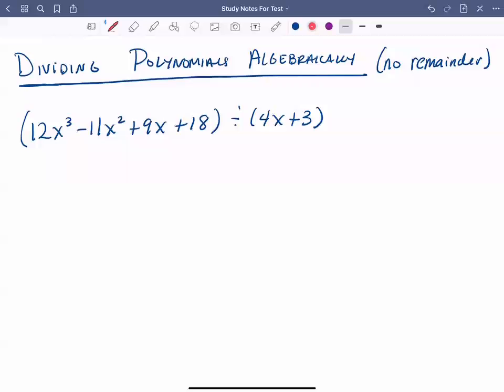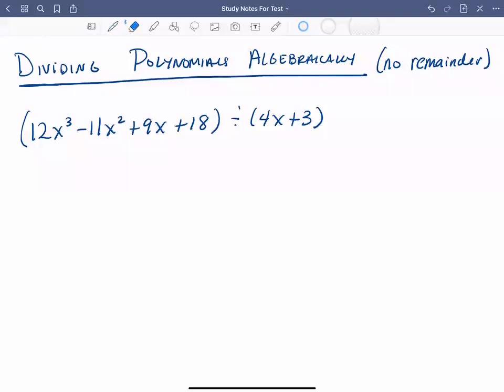Here we're going to divide polynomials algebraically, and this is when we have no remainder. So the 4x plus 3 will go into our 12x cubed minus 11x squared plus 9x plus 18 evenly, which means that our divisor will go into the dividend equally. We'll say it will be a factor. So let's go ahead and start this.